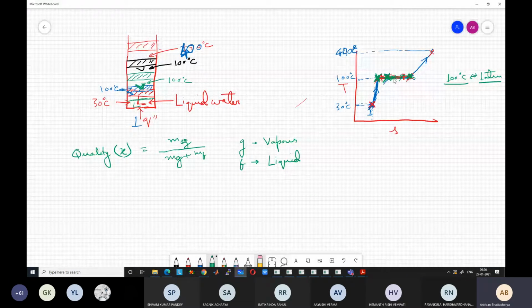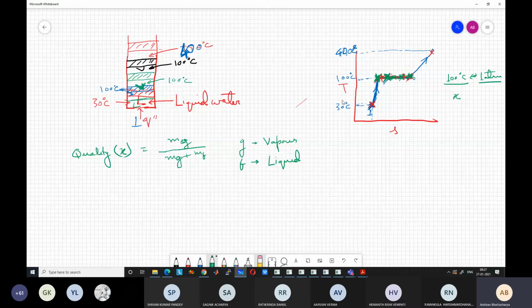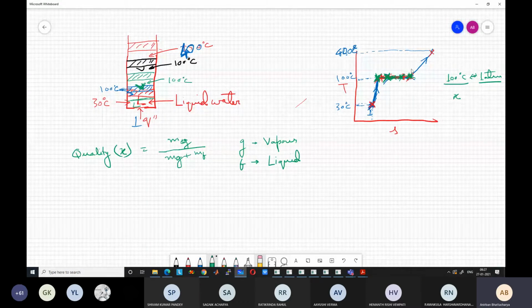If somebody says that we have a two-phase mixture at 100 degrees centigrade and with quality 90%, 90% means 0.9, then we can find out where this 0.9 point is along the line. This is a very important property, quality, and we can denote all the other properties in terms of this quality. We can calculate all the other properties as we will see later. Now this is a theoretical experiment that we have performed to see how the state changes with temperature.